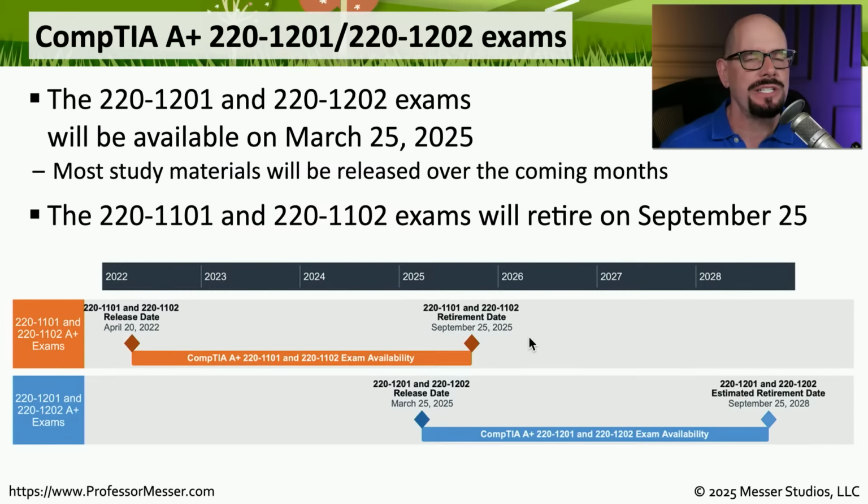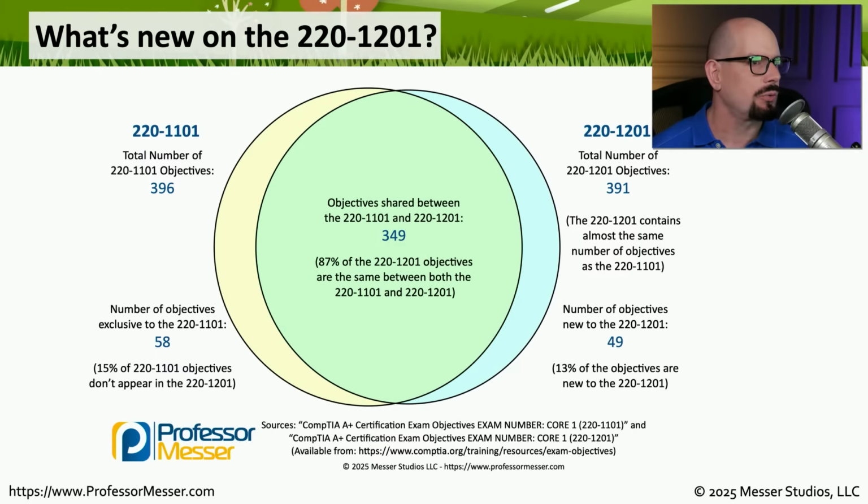Most of the time we see about a 30% change. 30% of the content is new in the new version. If we look at the previous Security Plus version, 50% of that exam was different than the old one, brand new content. So what is it for the latest version? I'm glad you asked. Let's have a look at the 1201.